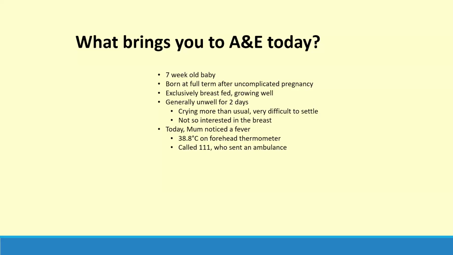Okay, so this is a 7-week-old baby, and we talked earlier about babies under 3 months being more concerning. In the UK, we don't start our primary immunisation schedule until 8 weeks. So we also know this is an unimmunised baby who will have only had maternal vaccines in pregnancy. So they were born at term with an uncomplicated pregnancy. They're exclusively breastfed, and they've been unwell for a couple of days.